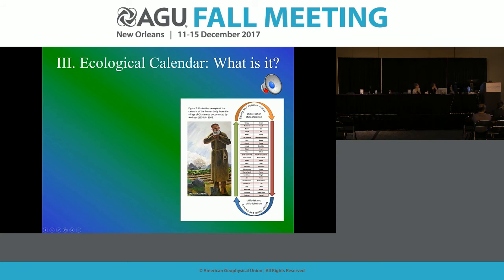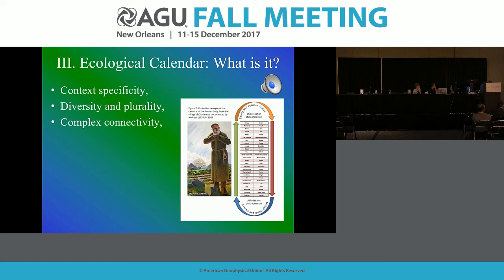We have found evidence of sophisticated ecological calendars in the Pamir Mountains of Central Asia. These calendars have been in use for at least 1,000 years. These calendars are context-specific to villages and valleys, and therefore are diverse from one village to another. And they mark the complex connectivity of individuals such as farmers, herders, hunters, to their habitat. And therefore, these calendars, from a scientific point of view, are highly empirical.